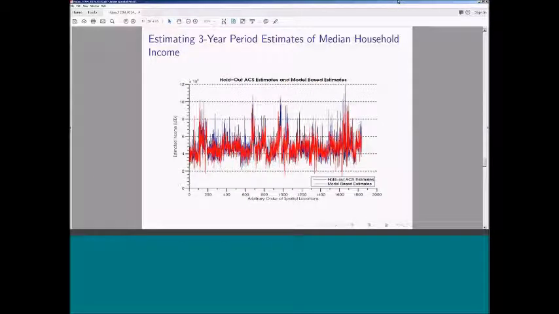So here's a plot of the holdout sample, the holdout ACS estimates versus the model-based estimates. And these are not on a map. These are just laid out in some arbitrary order. But what you can see is that the model-based estimates are tracking the holdout estimates fairly well. Next slide.